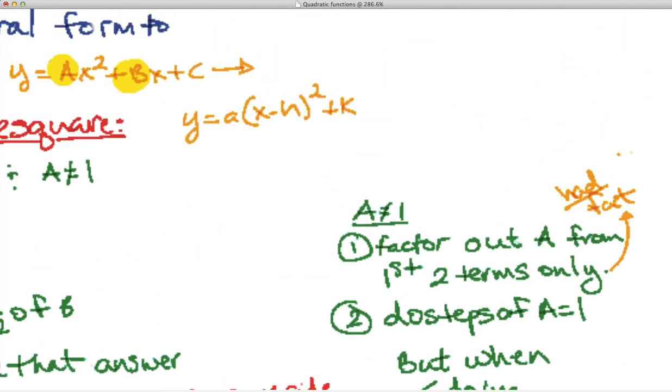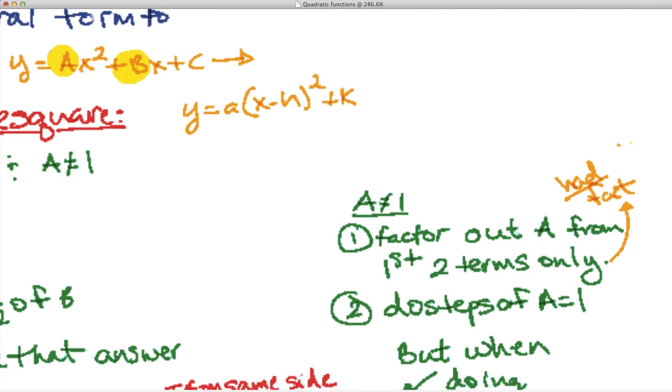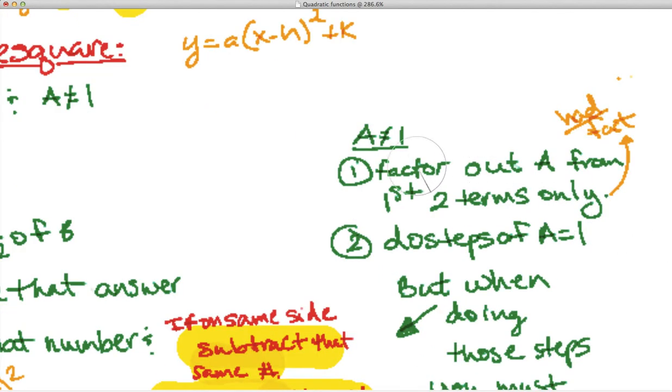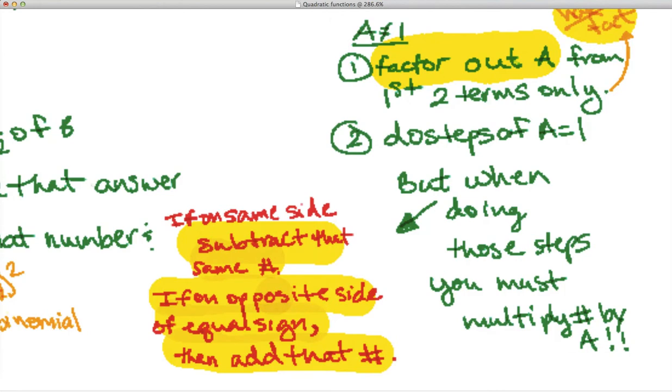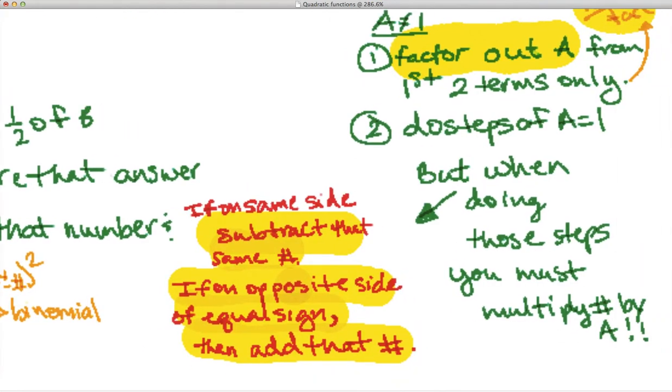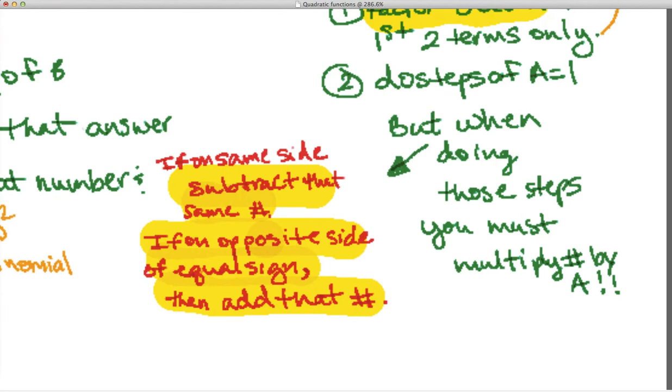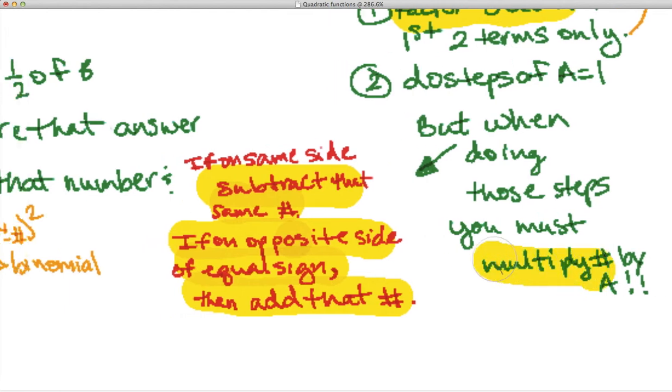The only difference is if a is not equal to 1, first step is you're going to have to factor out that a term, okay, using greatest common factor, factoring out, and then you do all the steps you did when a did equal 1, but at the very end when you add the number or subtract the number, depending on if you're on the same side or the opposite side of the equal sign, then you've got to multiply that number by a. That's the only difference, okay?